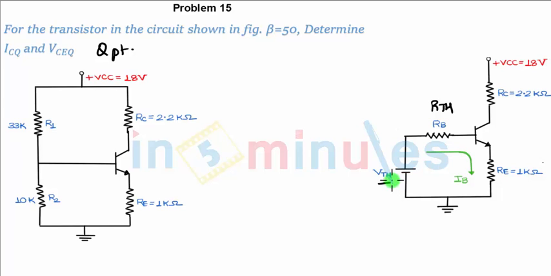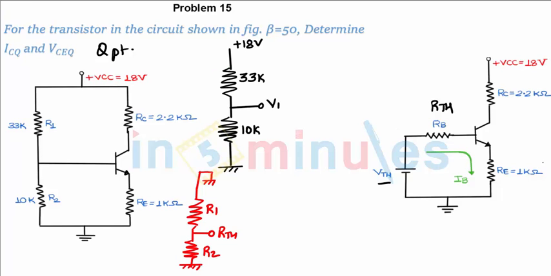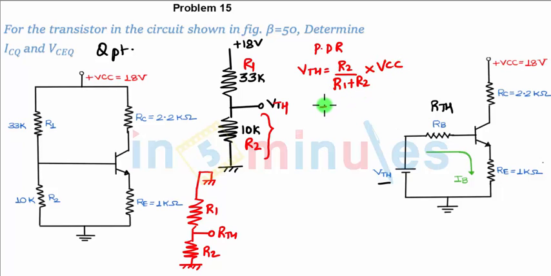Now how to find the RTH and VTH? For that we need to apply the potential divider rule. You know the potential divider rule. For this circuit, you have R1 and R2 resistance. You need to find VTH at this point. So by potential divider rule we can find the value of VTH as R2, the resistance across which we want to find the voltage will come in the numerator. So R2 upon R1 plus R2 into VCC. So this will give you the value of VTH as 4.186 volts.